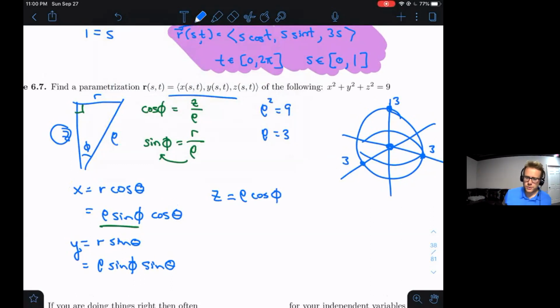So a couple issues, right? First of all, I have a total of 3 variables. I have rhos, I have phis, and I have thetas. I'm only allowed to get 2 variables, right? S's and T's. So I have to figure out how can I get rid of one of these variables.